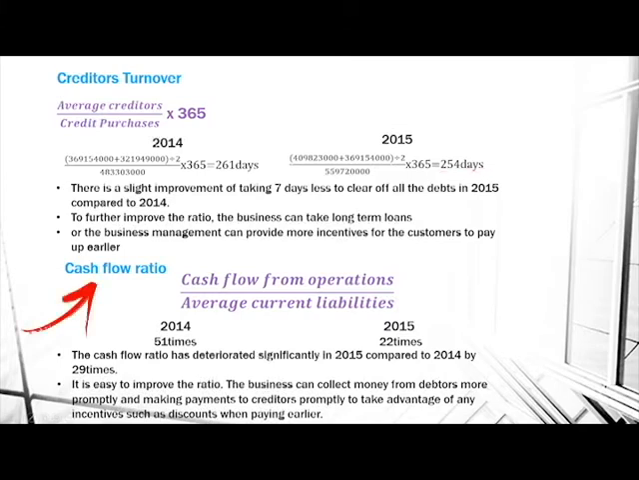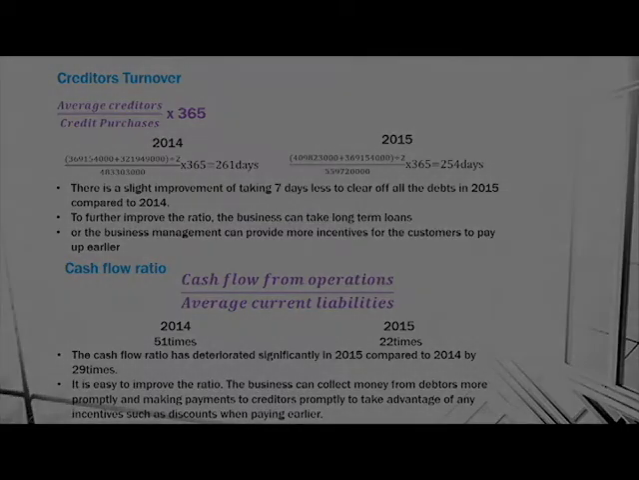The cash flow ratio is 51 times in 2014 while it is 22 times in 2015. The cash flow ratio has worsened in 2015 compared to 2014 by 29 times. Business should give more discounts to encourage debtors to pay earlier.